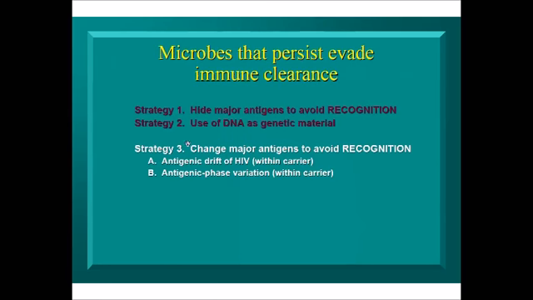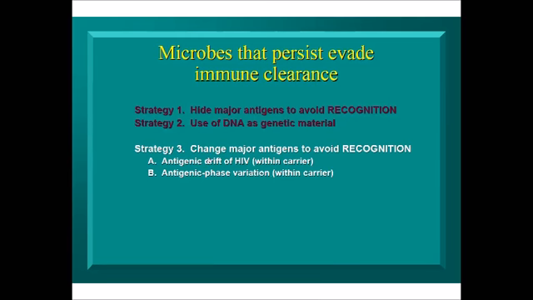All right. So third strategy, changing your major antigens to avoid recognition by the immune system. And there's subtle versions of this, which is sort of the first one I'll mention. And the second one is a very not subtle approach called antigenic phase variation.